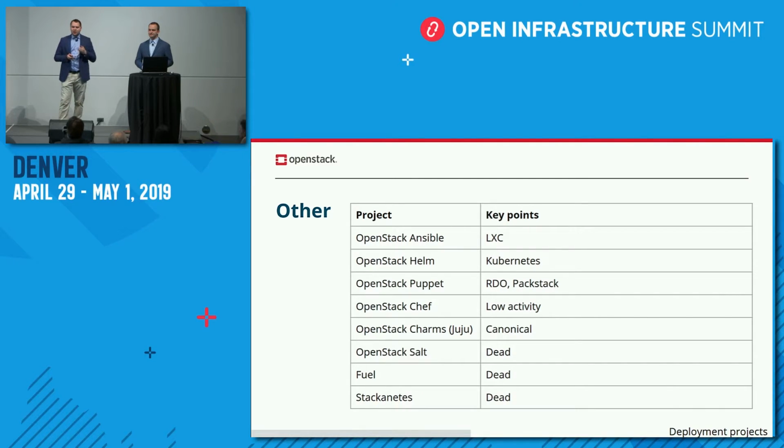OpenStack Helm. OpenStack Helm provides Helm charts. Helm is a kind of package manager for Kubernetes. So this project will be used a lot in projects which are simply deploying OpenStack on Kubernetes. We have other tools like Puppet and Chef. There are organizations out there which already invested a lot in those technologies, not necessarily Ansible. So that might be a reasonable choice for them.